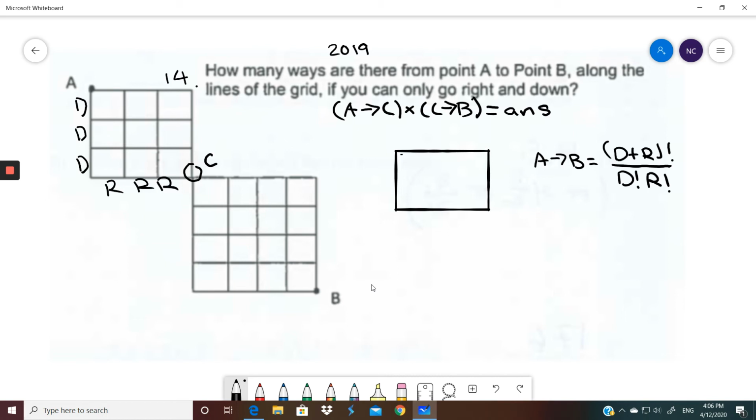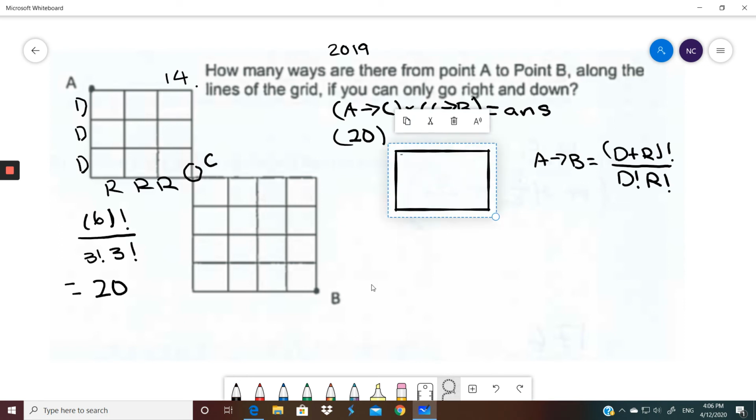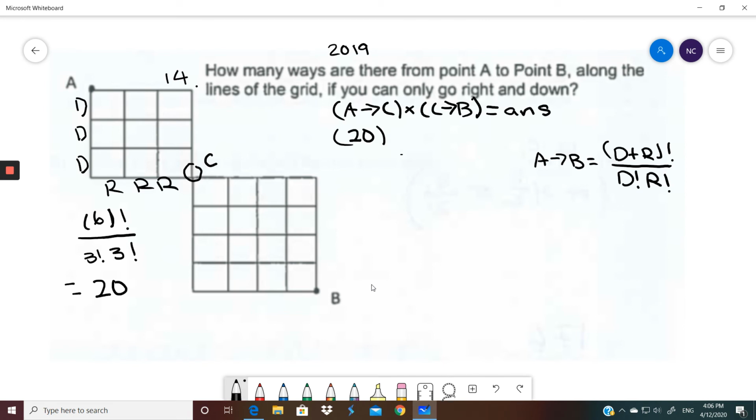Okay, so we have from A to C, 1, 2, 3 D's and 3 R's. So if we use that formula, then we use 6 factorial over 3 factorial times 3 factorial, which will give us 20. So there are 20 ways from A to C.